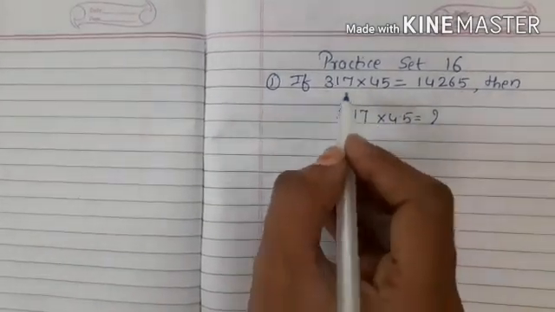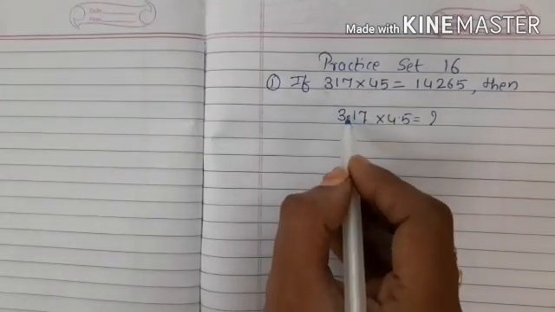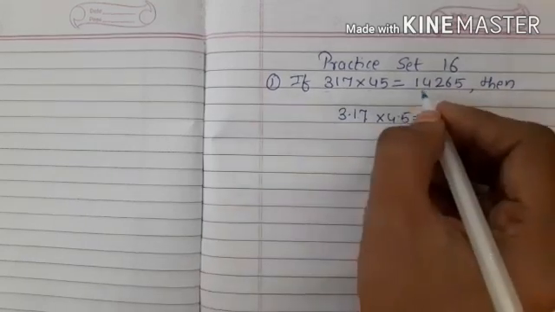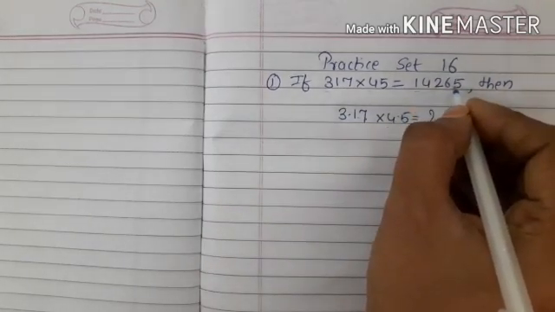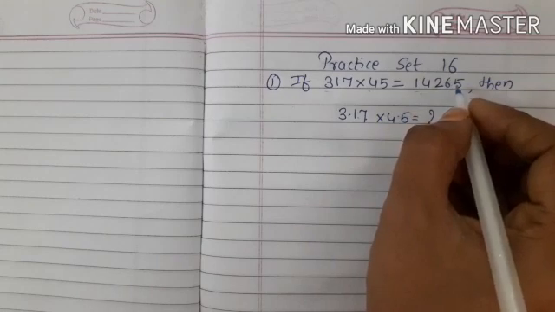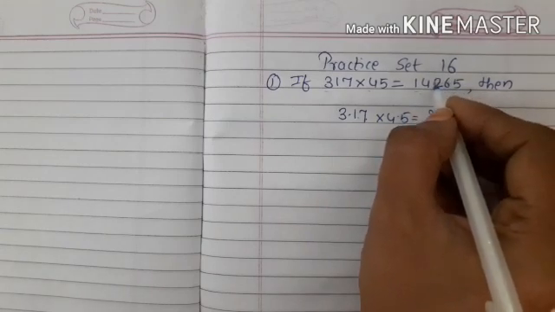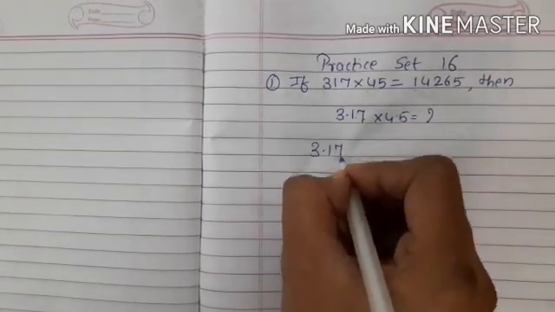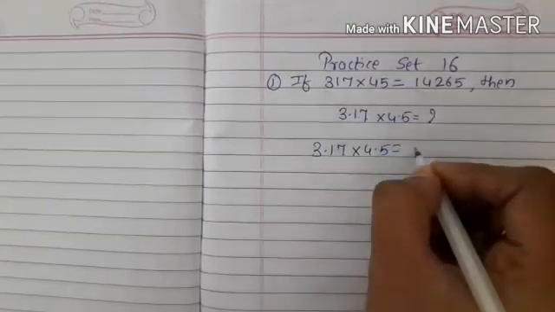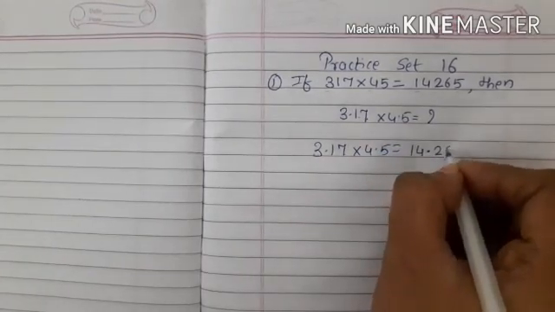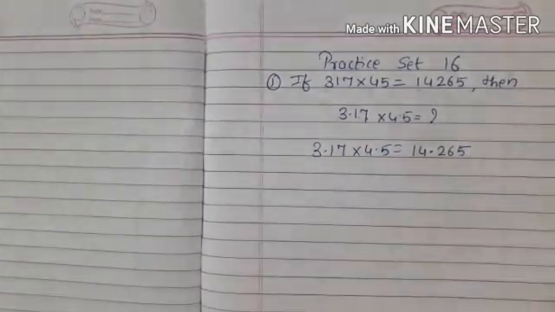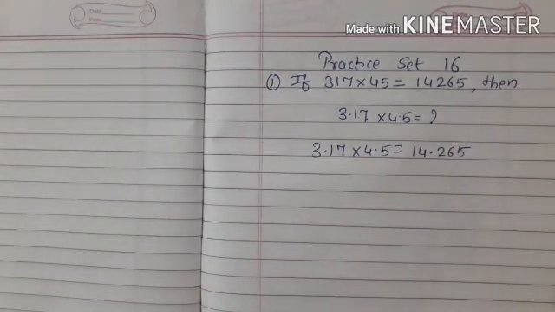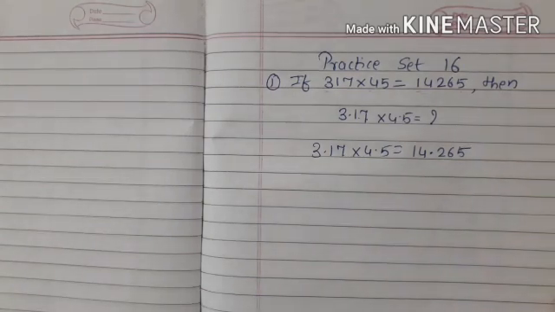Now count the places. See, 1, 2 and point. So here 2 places and here 1 place. So total 3 places. So in your answer, you will be counting after 3 places. You have to put the decimal point. 1, 2, 3. So before 2. So children, here your answer is 14.265. This can come in fill in the blanks. So this way you have to count the decimal place and you have to put the decimal point in the given answer.